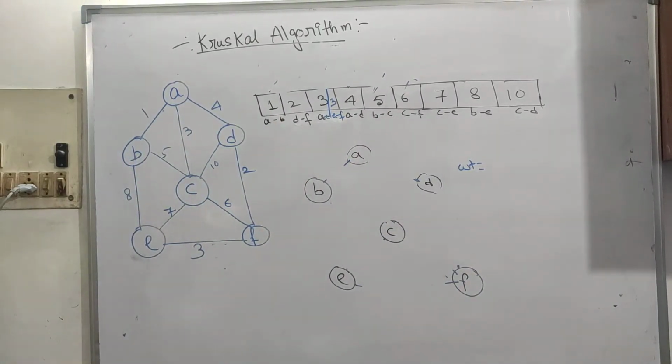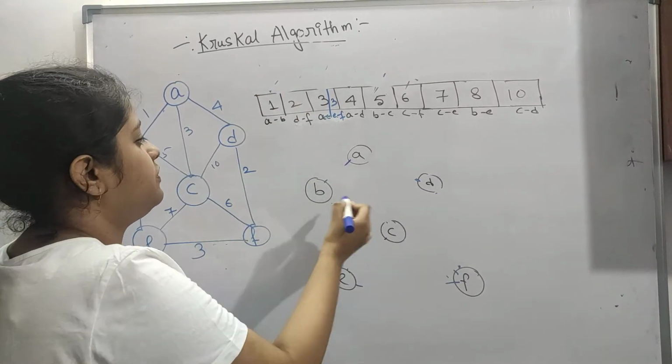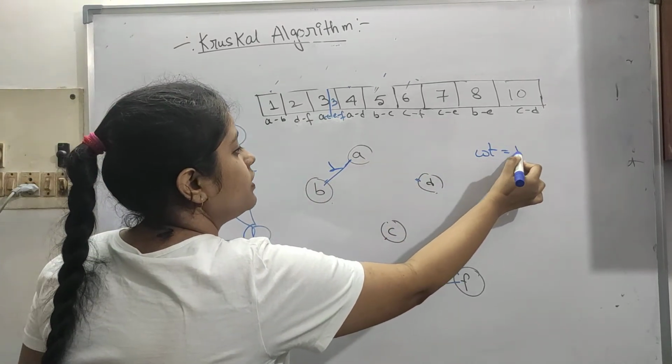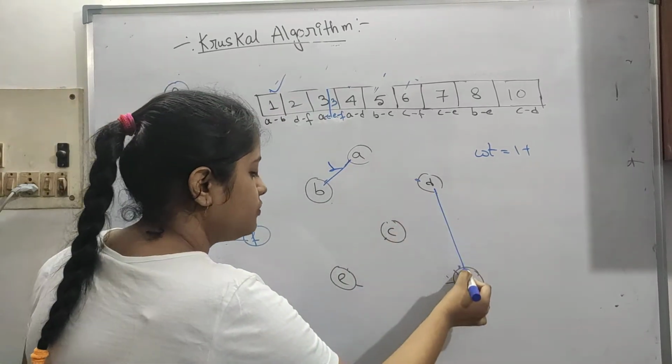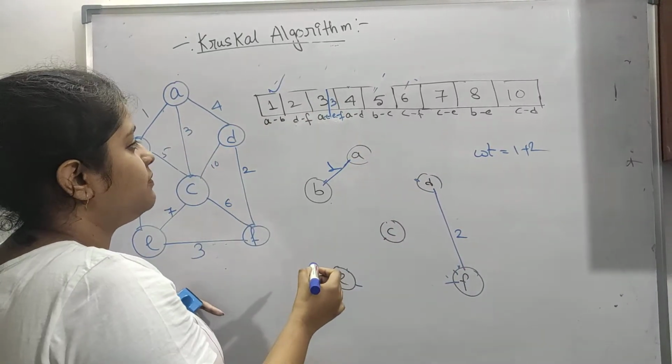Yes, so let me do it again properly. First, 1 is present between A and B, so 1 is taken, so the weight is 1 plus. 2 is present between D and F. 2 is taken. Then 3 is taken between A and C.